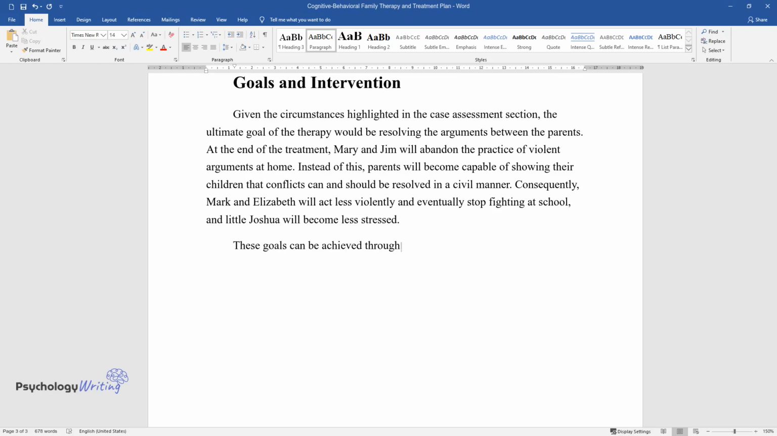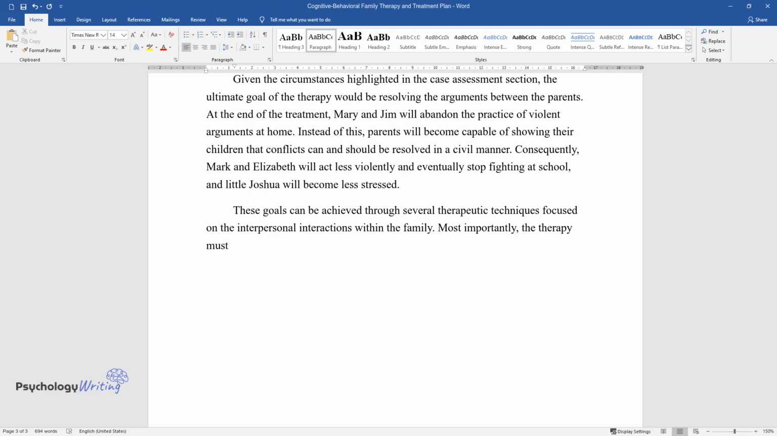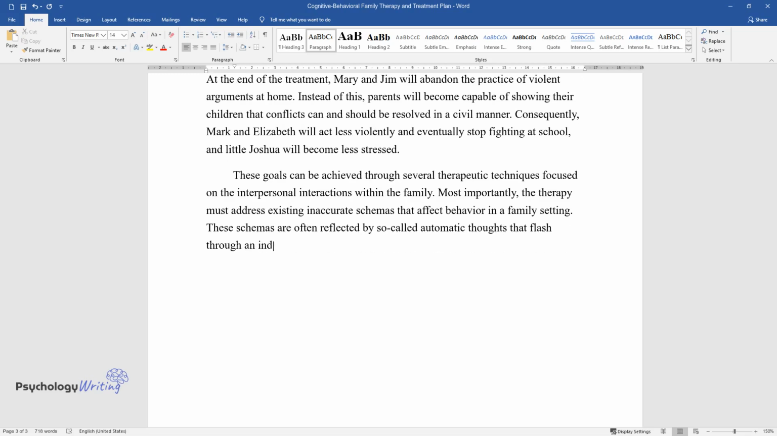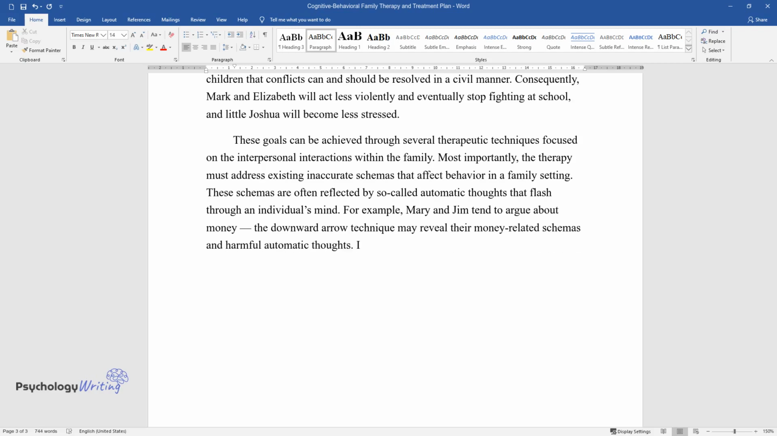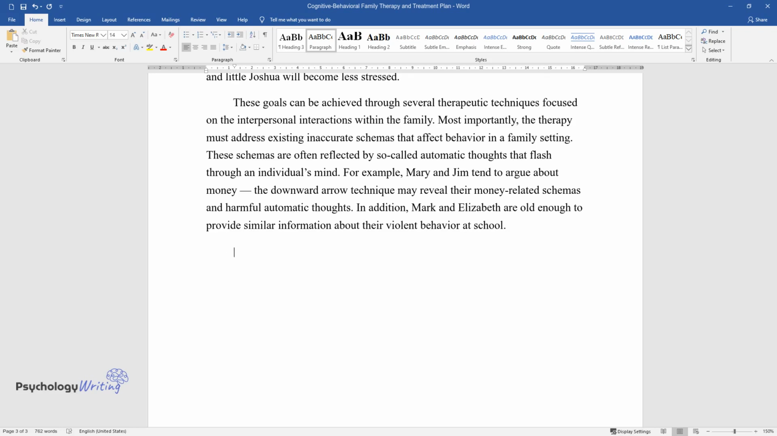These goals can be achieved through several therapeutic techniques focused on the interpersonal interactions within the family. Most importantly, the therapy must address existing inaccurate schemas that affect behavior in a family setting. These schemas are often reflected by so-called automatic thoughts that flash through an individual's mind. For example, Mary and Jim tend to argue about money. The downward arrow technique may reveal their money-related schemas and harmful automatic thoughts. In addition, Mark and Elizabeth are old enough to provide similar information about their violent behavior at school.